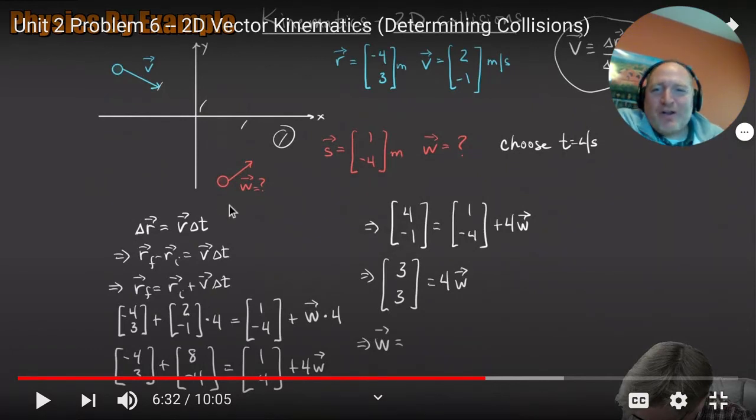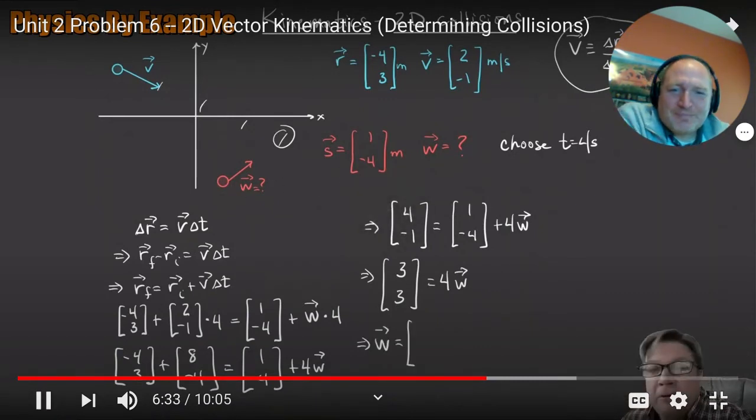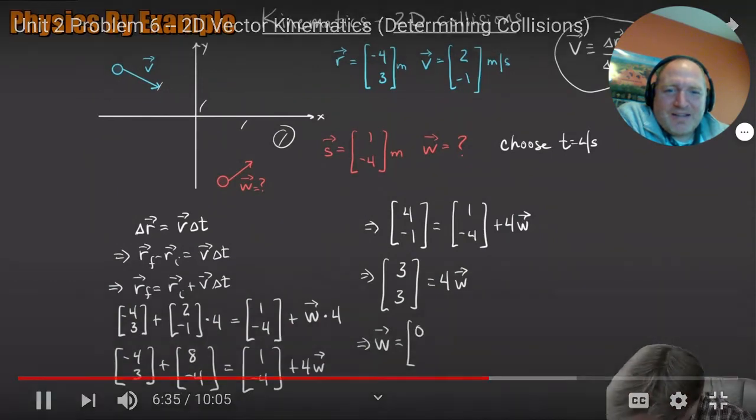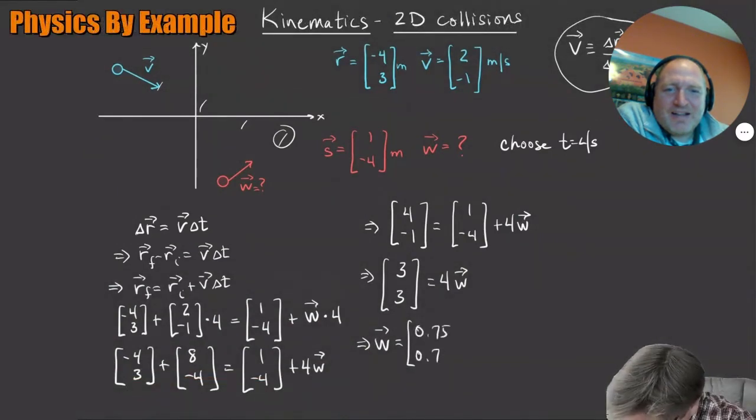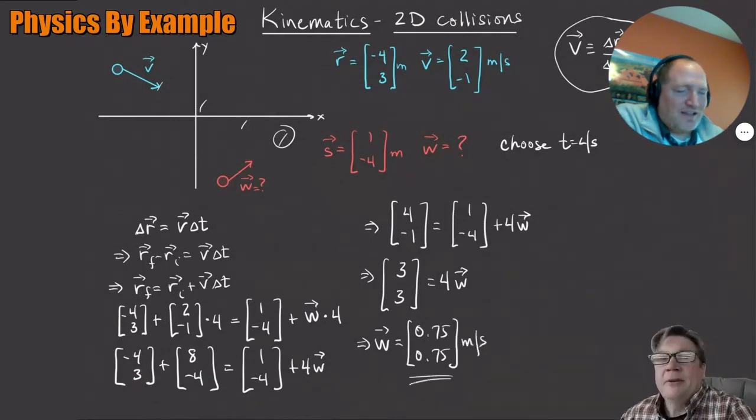How do I know this is 45 degrees? Because these two things are the same. After he divides by 4, they're still going to be the same. So it really was 45 degrees. What, 3/4 and 3/4, right? So that's 0.75, 0.75 meters per second. There we go.